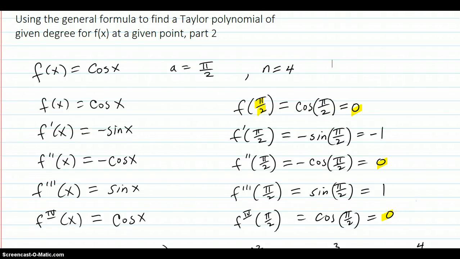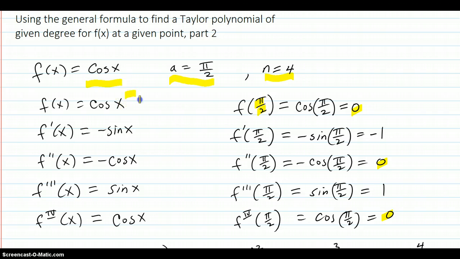Using that general formula to find a Taylor polynomial of given degree for f of x at a given point. This is part 2 of the video. So our function this time is cosine x. We're told to find a Taylor polynomial of degree 4 centered at x equals the point pi over 2.